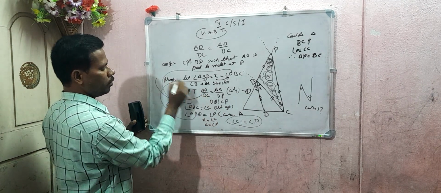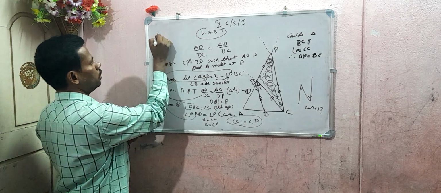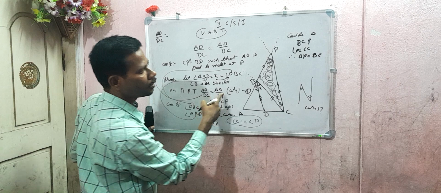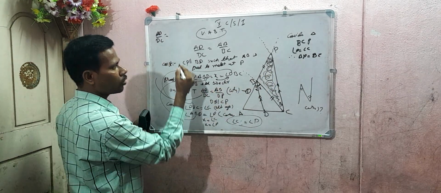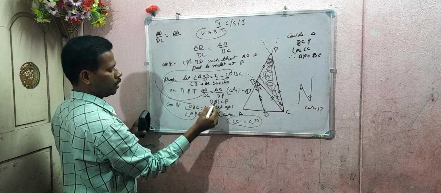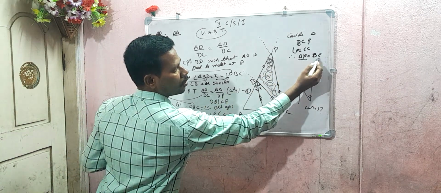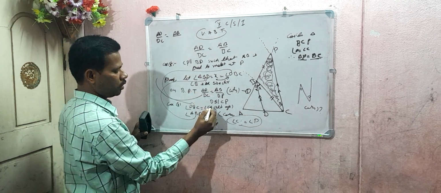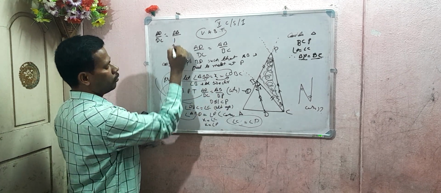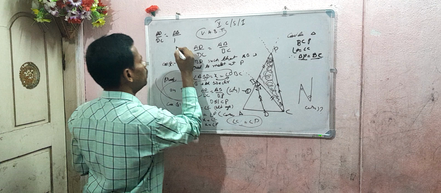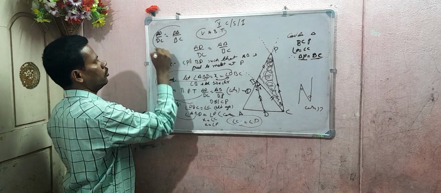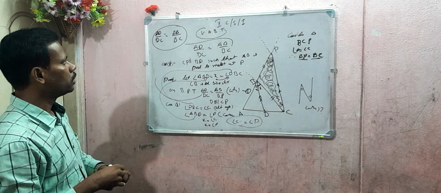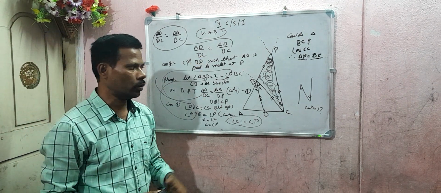What is given? AD by DC. You write AD by DC as this is equal to AB by BP. AB also write as it is. What is BP? It is nothing but BC. So see here, AD by DC is equal to AB by BC. Very simple, students.